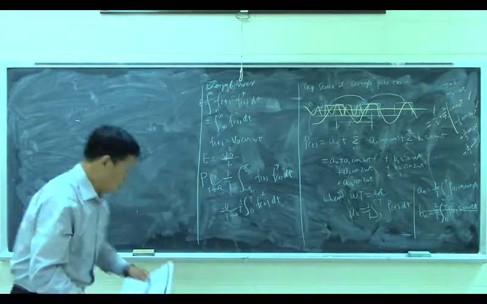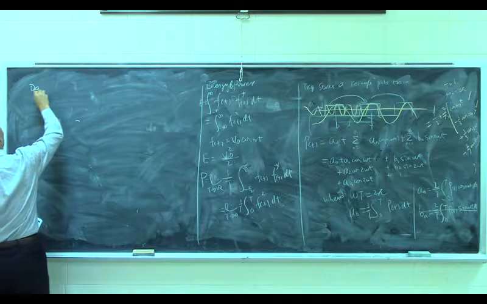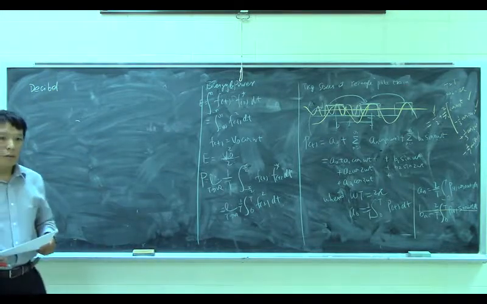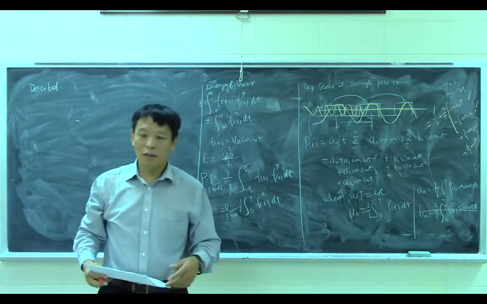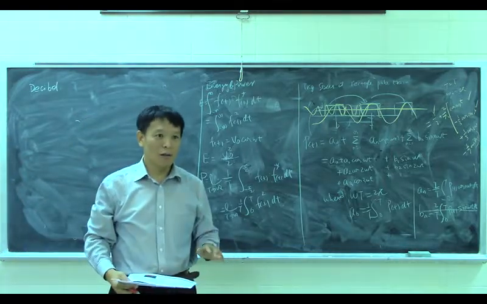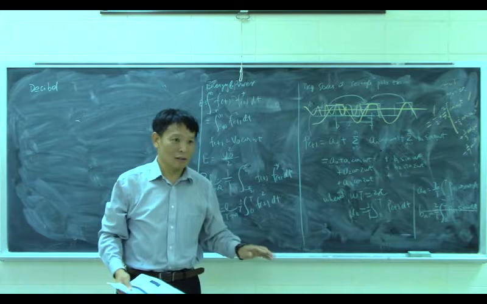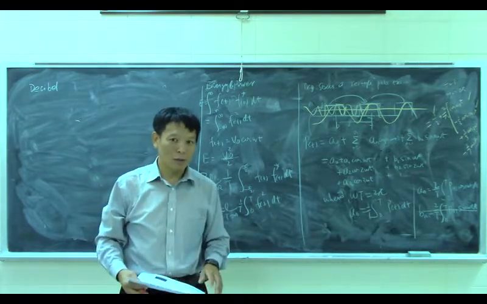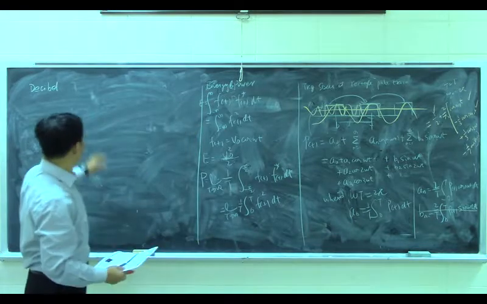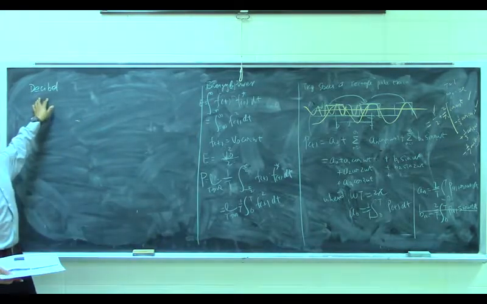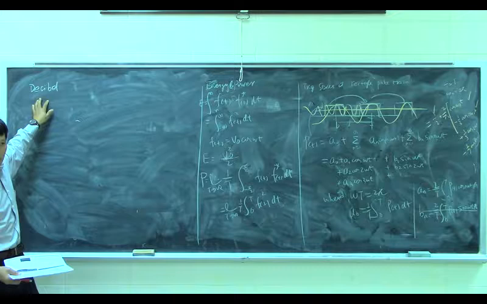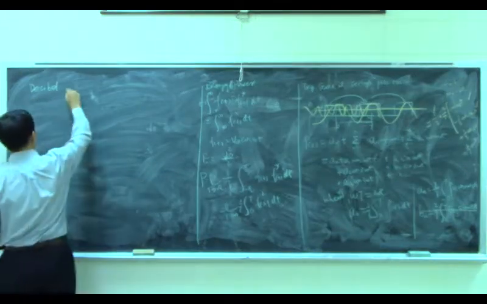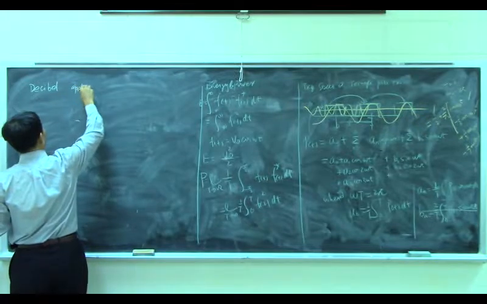Next topic is decibel. In circuit analysis, we deal with, for example, gains and attenuations. The number may be very large, like 10,000, or very small, for example, 10 to the negative 6. In that case, we prefer to use decibel instead of the absolute value. So what is decibel? Decibel is usually applied to a ratio.